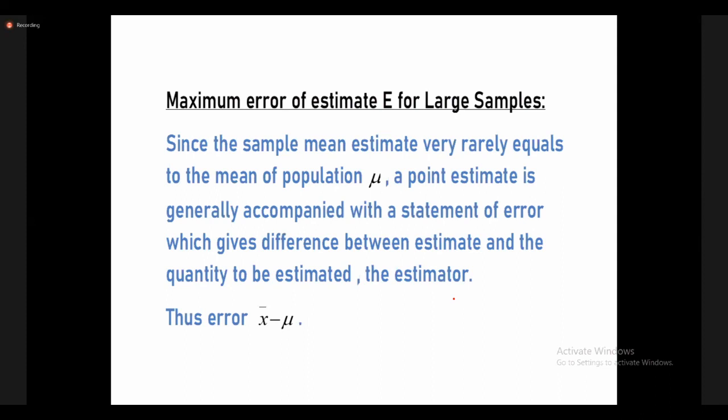Total 6 formulas are there. Large samples, 3 formulas. Small samples, 3 formulas. For large samples, the first one is the confidence interval formula, then the maximum error, and the sample size. Same formulas for small samples. All of you go over those formulas. This is about estimation, the theory part we covered today. Tomorrow we'll start the problems.